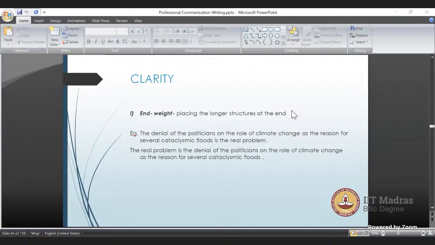Because look at what follows it. It's followed by the verb of the sentence, is, and then comes the object of the sentence, the real problem, right? Both of them are not adding anything to what we want to do. But the first whole part, that full length, is what is packed with information, right? So by the end weight principle, what you would do, you'll just reverse it. You push the unimportant part, unimportant in the sense, for the purpose, not grammatically.